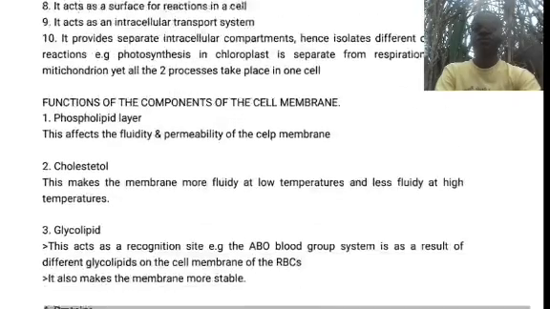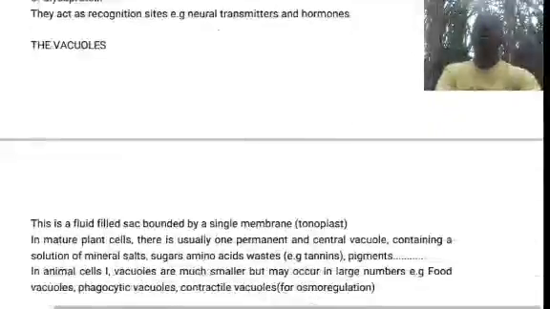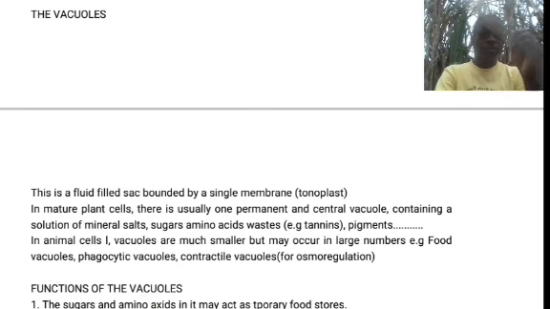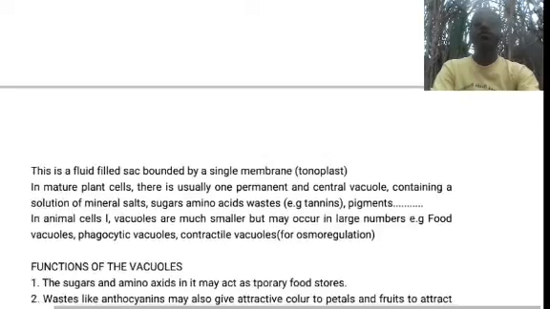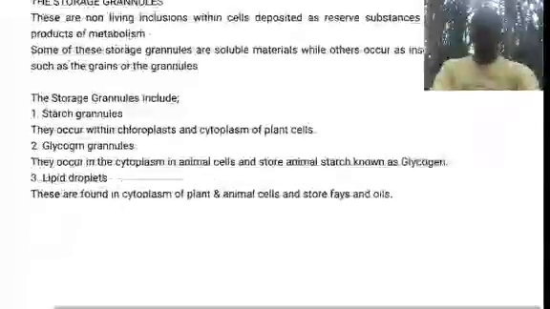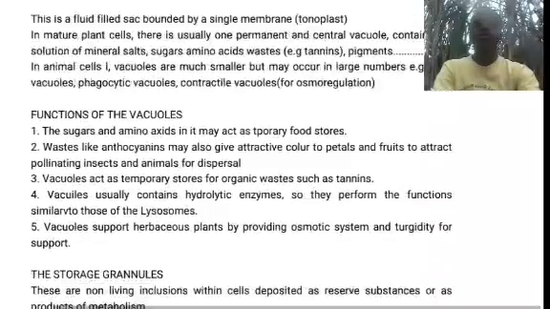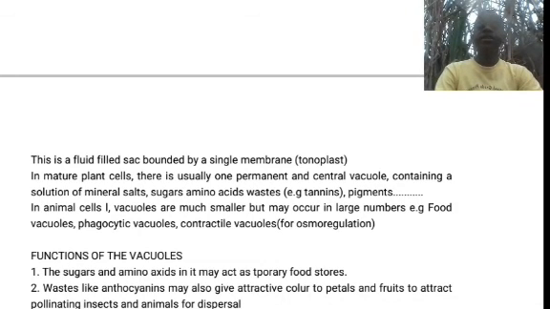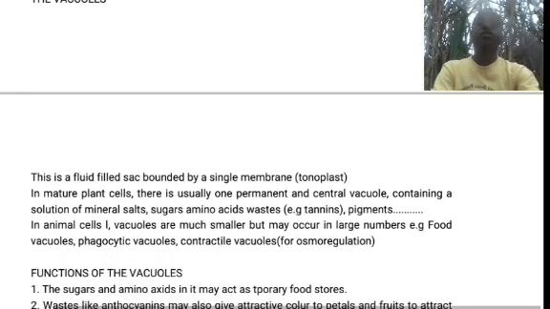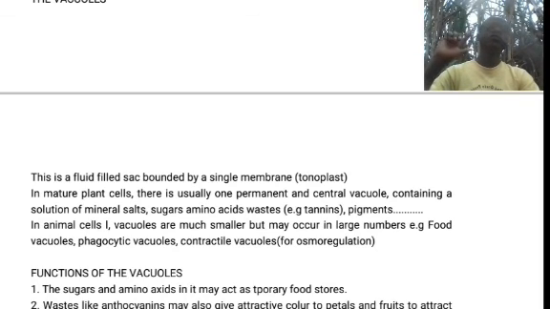So now, let us look at the next cell organelle, which is the vacuoles. We are about to complete our cytology. So let us look at the vacuoles. From the vacuoles, we shall look at other cell organelles. Now, a vacuole is a fluid-filled sac bounded by a single membrane. It is bounded by a single membrane that we always call the tonoplast. Vacuoles are found in plant cells or in animal cells. They have one membrane that is called the tonoplast.